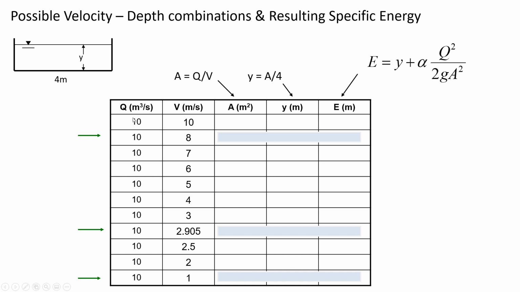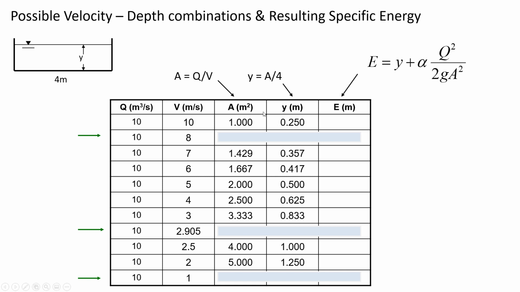So if you know that Q equals VA, if the velocity is 10, the area would have to be 1, right? And if the area is 1 and the channel is 4 meters wide, then that would tell you what the depth has to be. So there happens to be a shallow depth where the velocity is moving very fast. Think about if it was a really steep channel. You could get 10 cubic meters per second with a relatively shallow depth if it's steep.